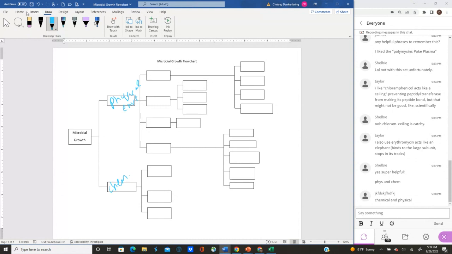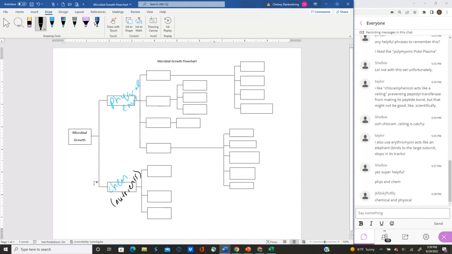I don't know why this is blue. Hold on. Okay. So we've got our physical environment. And then remember, y'all, when we talk about chemical factors, we're talking about nutrients. So you might want to make a note of that. I really need to invest in a tablet. This writing on a computer is crazy.